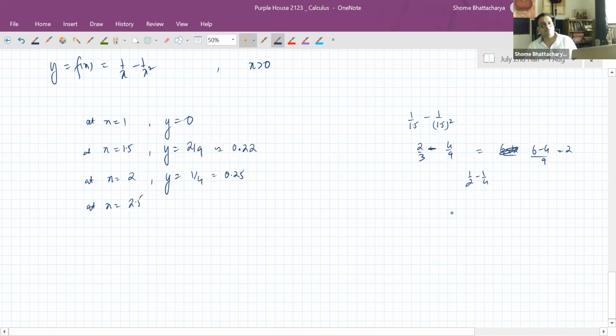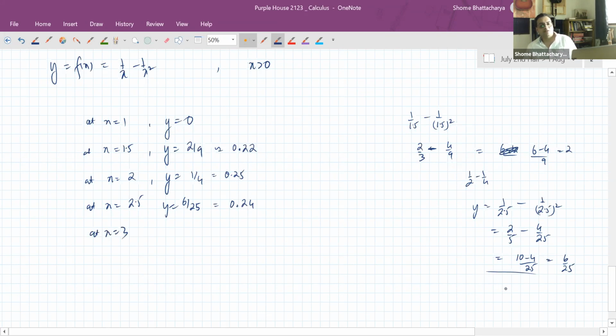What is the value of y? So you see that y becomes 1 upon 2.5 minus 1 upon 2.5 square, which we can write as 2 by 5 minus 4 by 25. So that's becoming 10 minus 4 by 25. So it's 6 by 25. So that is approximately 0.24. Okay, like this.